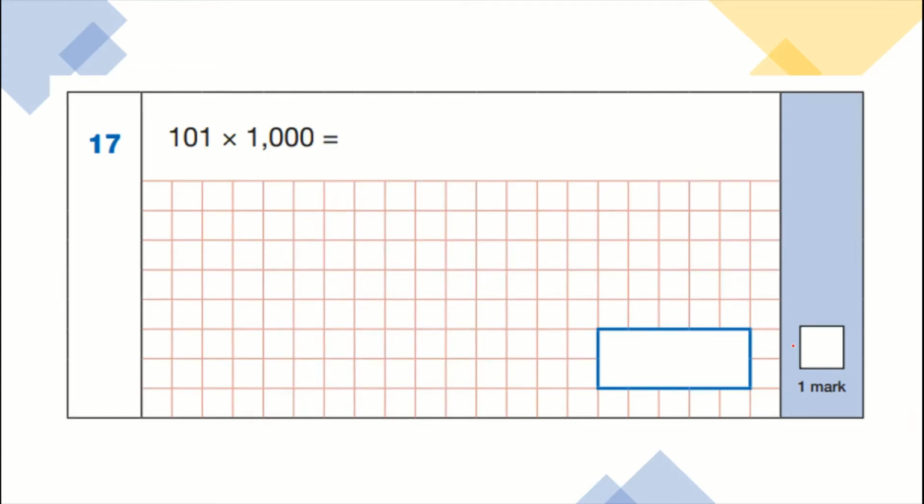Next question. 101 times by 1000. When we times by 10, we add on 1 zero. When we times by 100, we add on 2 zeros. And when we times by 1000, we add on 3 zeros. So 101 times by 1000, we would be adding 3 zeros. So the answer is 101,000.